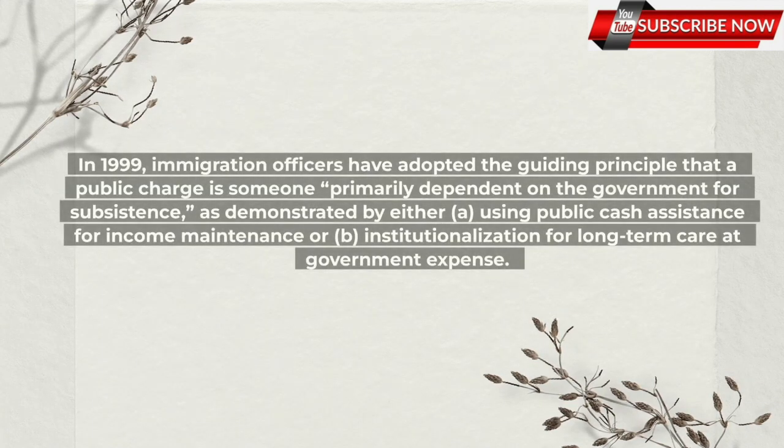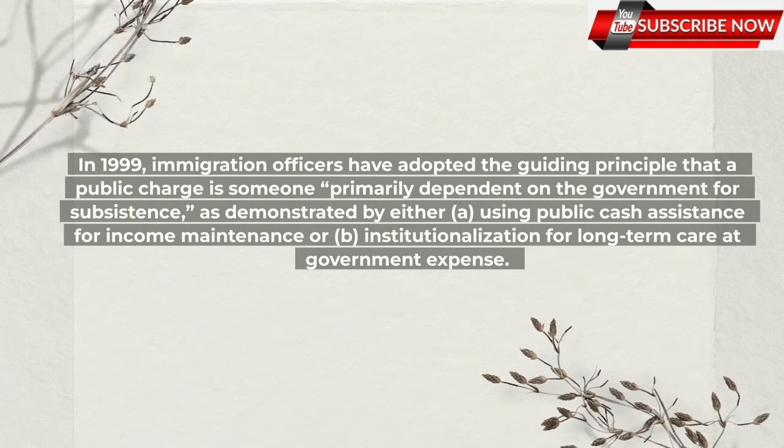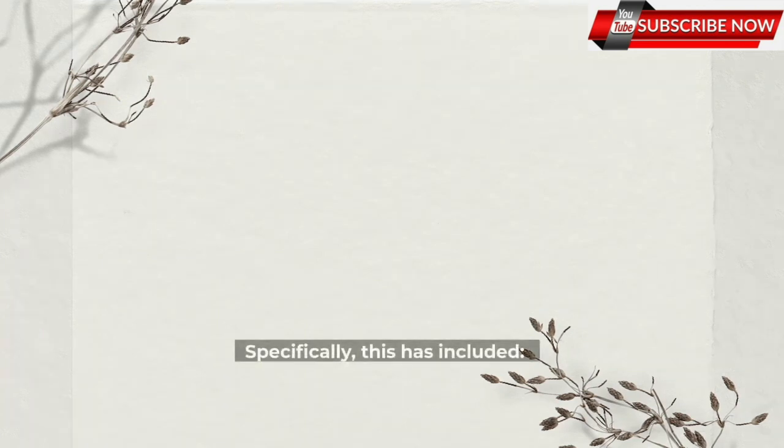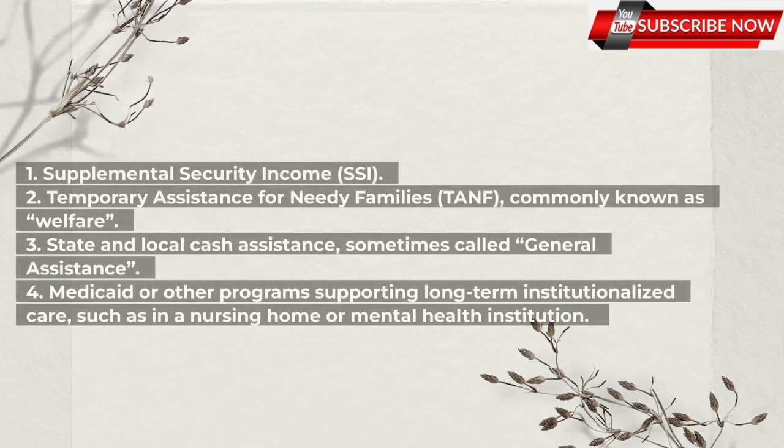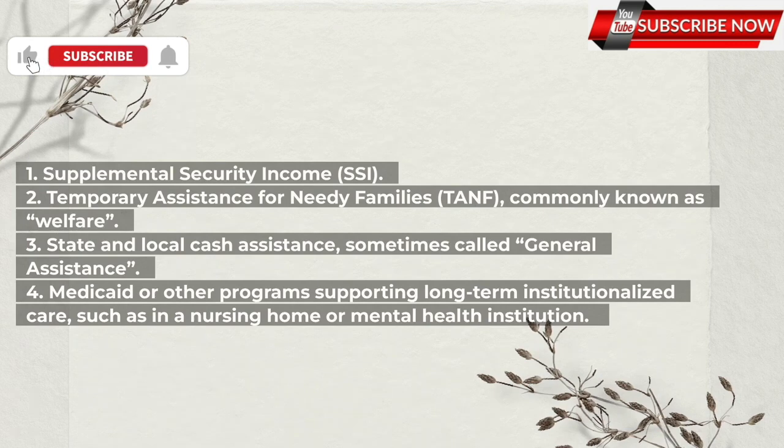In 1999, immigration officers adopted the guiding principle that a public charge is someone primarily dependent on the government for subsistence, as demonstrated by either A. using public cash assistance for income maintenance or B. institutionalization for long-term care at government expense. Specifically, this has included 1. Supplemental Security Income, SSI. 2. Temporary Assistance for Needy Families, TANF, commonly known as welfare. 3. State and Local Cash Assistance, sometimes called General Assistance. 4. Medicaid or other programs supporting long-term institutionalized care, such as in a nursing home or mental health institution.